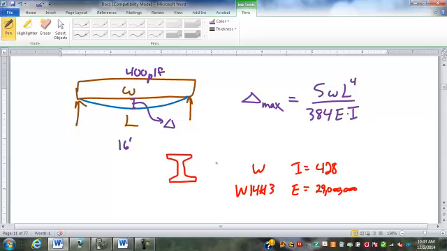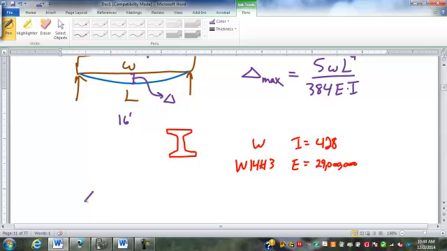So then the deflection here is 5 times 400 times 16 to the power of 4 over 384 times 29 million times 428.